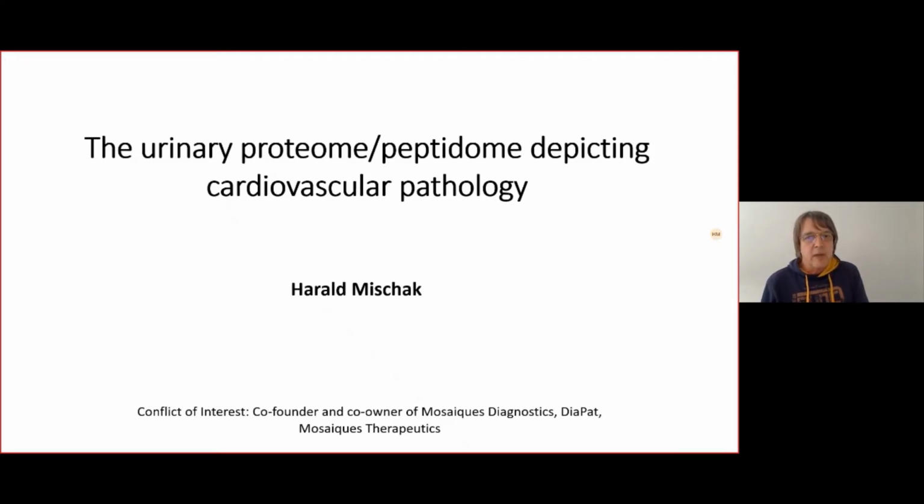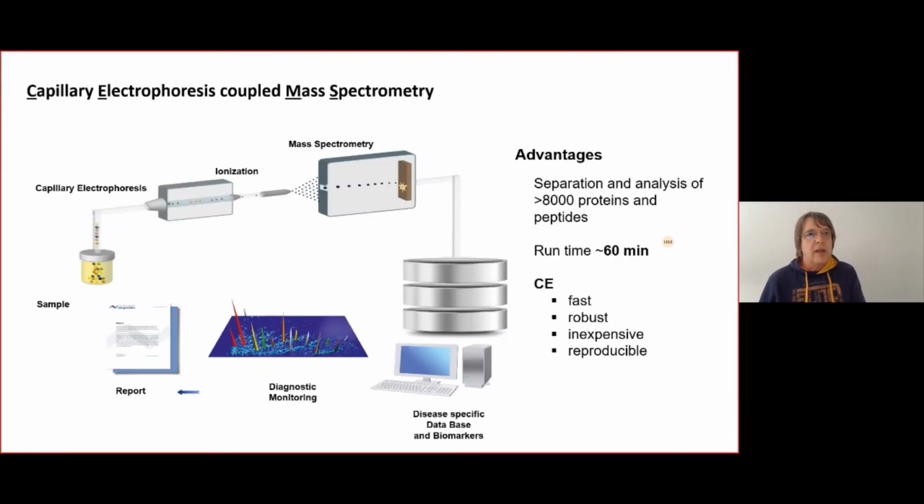And I think you should keep in mind that urine, in fact, represents more or less the filtrate of blood. So urine is generated by filtration of blood in the kidney, and therefore we have all the information contained in blood, also in urine, sometimes in a slightly altered form, but ultimately it is available, and therefore there should be quite a lot of information about cardiovascular pathology as well. Now, the only thing that is missing is obviously technology to actually enable assessing the urinary proteome peptidome.